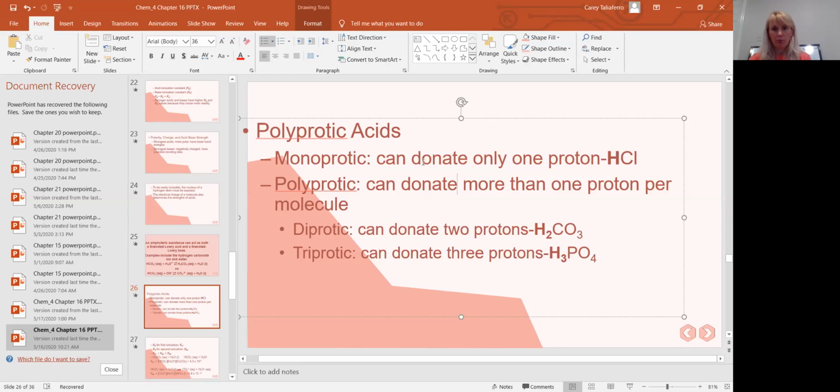Monoprotic means it can only donate one proton. So like HCl, there's only one available hydrogen there to even discuss. So that's the only thing that can get donated. It only has one, monoprotic.